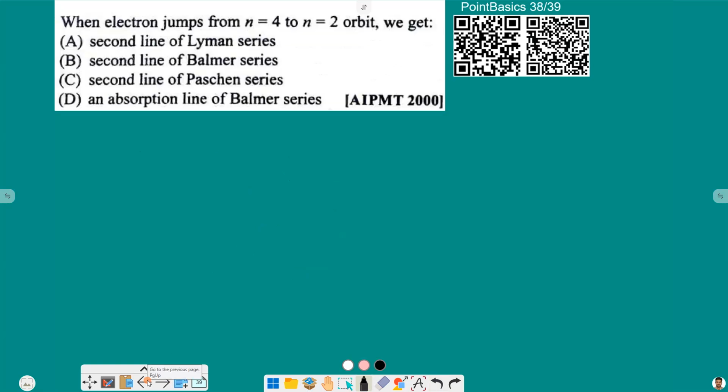In the next one, electron jumps from fourth to the second orbit. As final orbit is second, so this will be a Balmer series with second line. So option B will be the right answer.